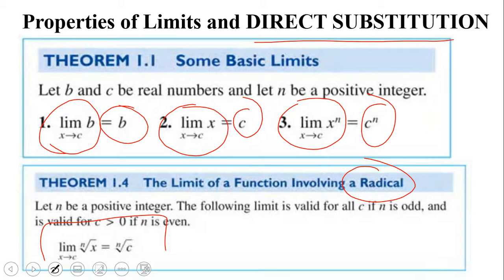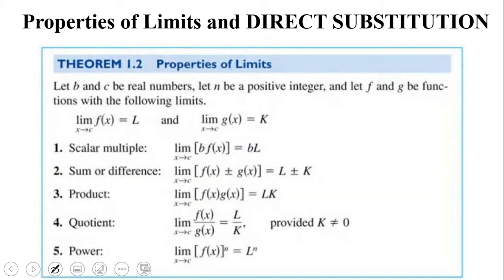You can take the cube root of a positive, and you can take the cube root of a negative. So as long as the function is defined, direct substitution will work. Here are some other limits. Let's say you're being asked to find a limit, but then there's some multiplier in the front. Well, find the limit and multiply it by whatever the constant is.